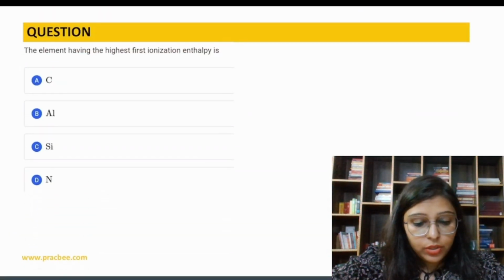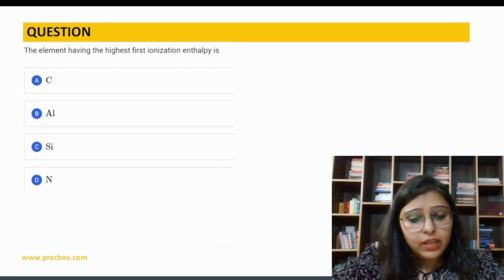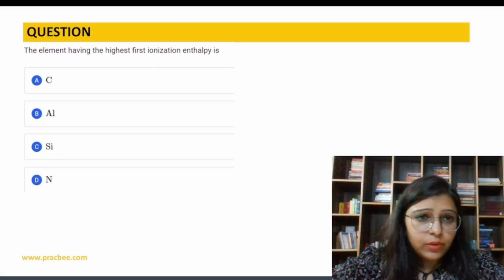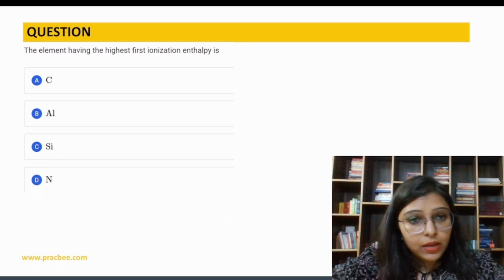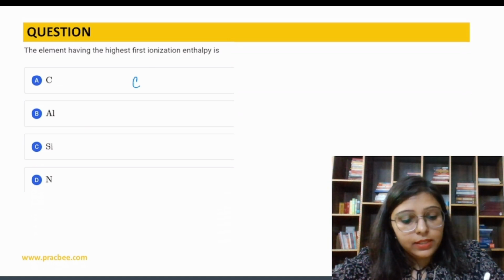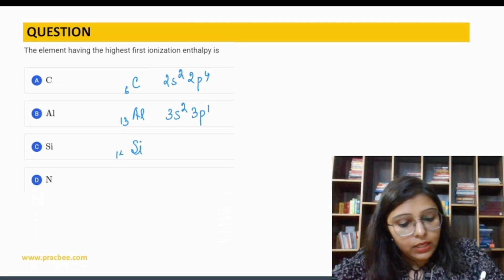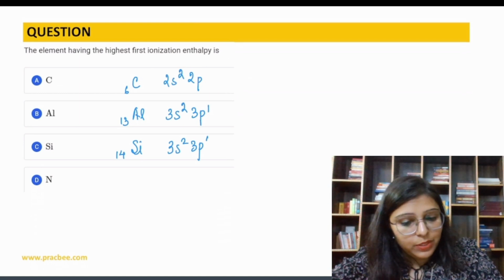Now let's do the next question. The element having the highest first ionization enthalpy. In order to find the correct ionization enthalpy, you have to write down the electronic configuration with respect to s, p, d, f only. Carbon is 6, so we have 2s2, 2p2. Aluminium 13, so we have 3s2, 3p1. Silicon 14, so we have 3s2, 3p2.